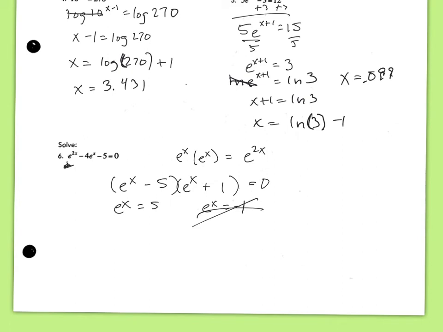How do you get rid of e to the x? You take the natural log of both sides. That's gone, so we're left with x equals the natural log of 5. Put that in the calculator. We get 1.609.